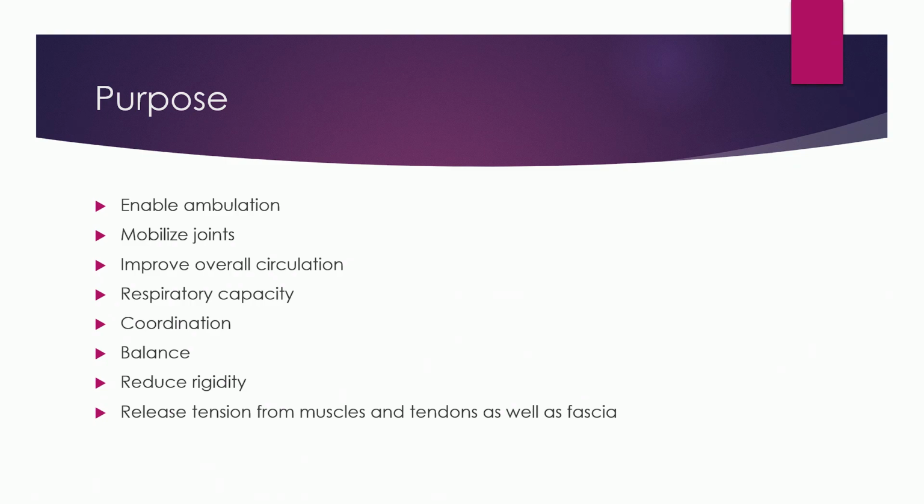So, improve overall circulation. Circulation is a really big, important factor that people suffer when it comes to injuries. We have to make sure that we improve their circulation in their body. So, respiratory capacity, we want to improve their respiratory capacity. Coordination and balance, these can go hand in hand. Reduce rigidity, so sometimes our muscles can feel kind of rigid and non responsive at times. So, we want to make sure we erase this. How? Through the release of tension from muscles and tendons as well as fascia.